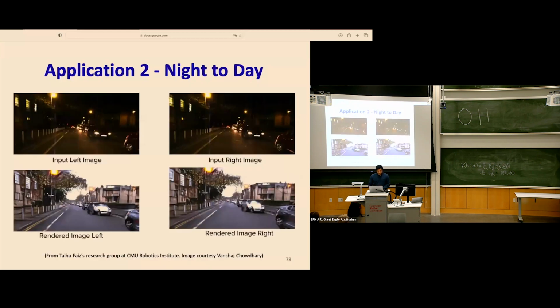A second example, and this is actually from my own research, is converting daytime images to nighttime images and nighttime images to daytime images. So we input a stereo pair of images into the model, and we have rendered the daytime images. The way you do it is you have a set of nighttime images and a set of daytime images, and you're trying to make the model learn how to convert daytime images into nighttime and nighttime into daytime. And once you have those mappings, you can apply them to the test data set and convert nighttime images into daytime.